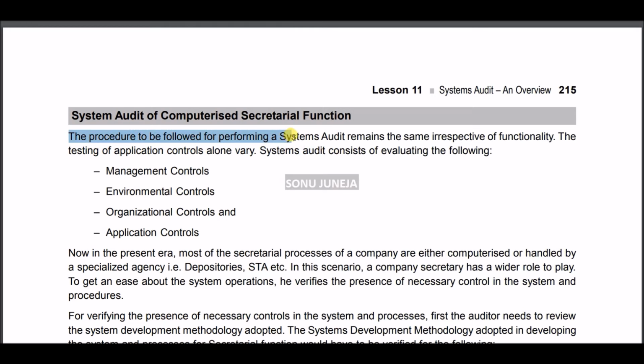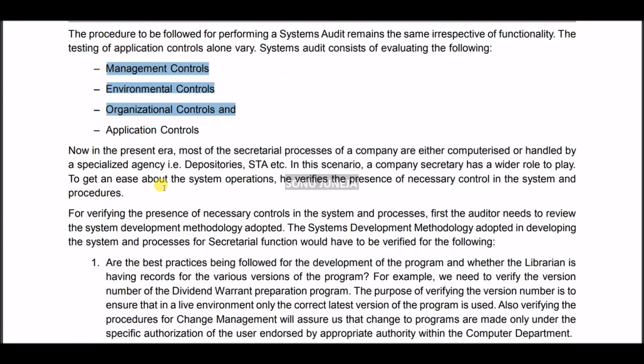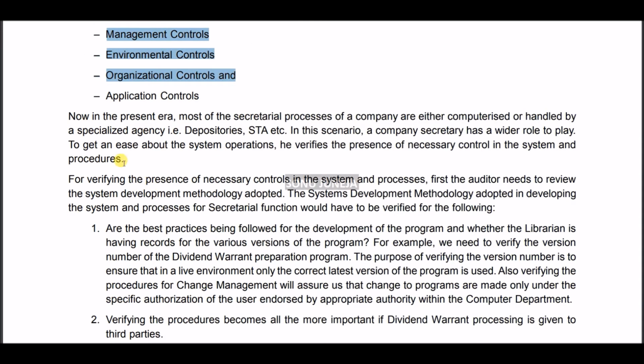The procedure to be followed in performing a system audit remains the same, irrespective of functionality. The testing of application control alone varies. System audit consists of evaluating the following: management control, environmental control, organization control, and application control. Three of them we have studied earlier, but with respect to secretarial function, they can be looked into.